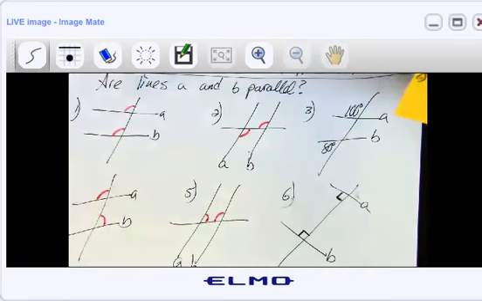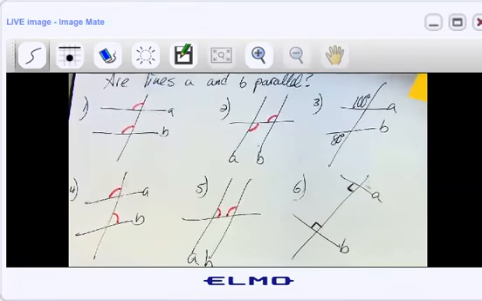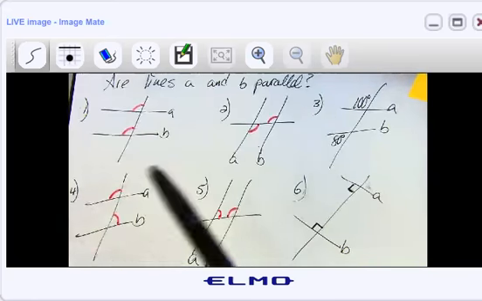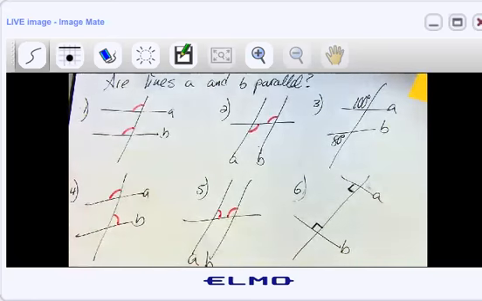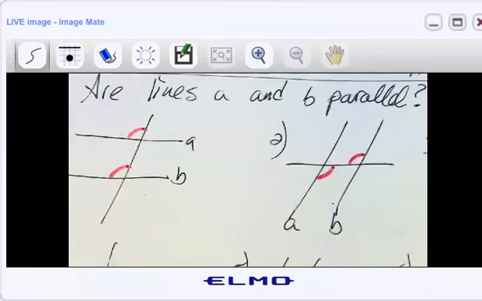So here you have 6 different problems, and the question is the same in all of them. Are lines A and B parallel? So I'm going to do the first one with you. We're just going to do this very first one out together. So I take a look, and I notice, remember what this notation means. You know what, I'm going to zoom in on one so we can talk about it more closely.